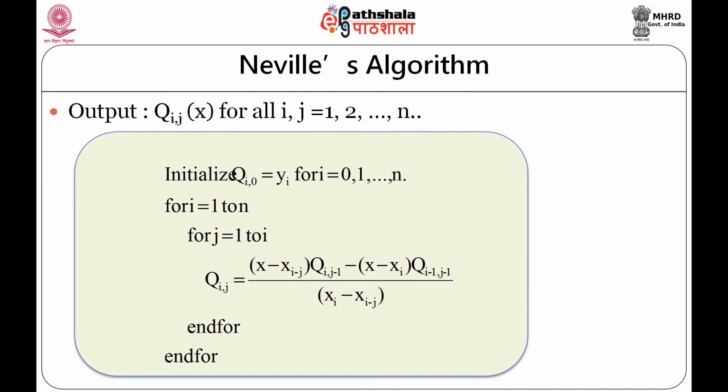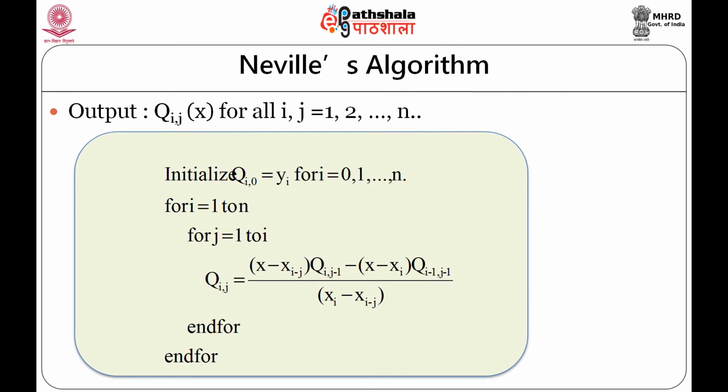The algorithm is very simple, and what it says is there is a simple formula. In fact, we can prove this as a theorem that q i j will be given in terms of q i j minus 1 and q i minus 1 j minus 1 using this particular expression or formula. So, what we are trying to do is initializing q i 0 as y i, because we already said that q i 0 will be equal to y i for all i equal to 0, 1, 2, 3 up to n.